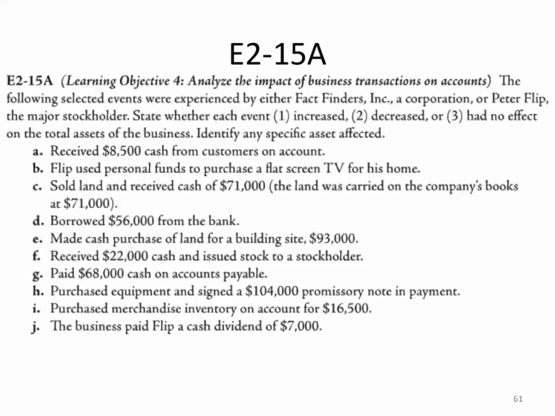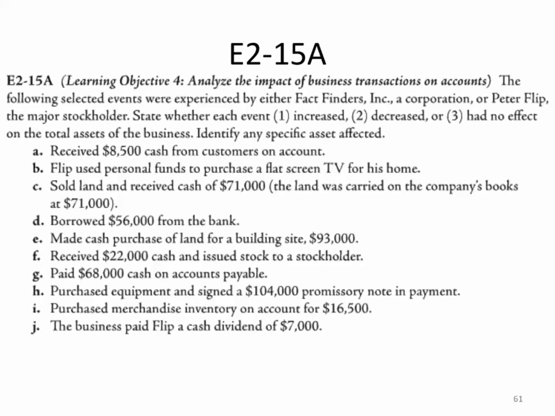Okay, now 215A. Basically it's saying the following events were experienced by either the corporation or the stockholder. State whether each event increased, decreased, or had no effect on the total assets of the business. Identify any specific asset impacted. So we have to say increase, decrease, or no effect, and this is the impact on total assets.